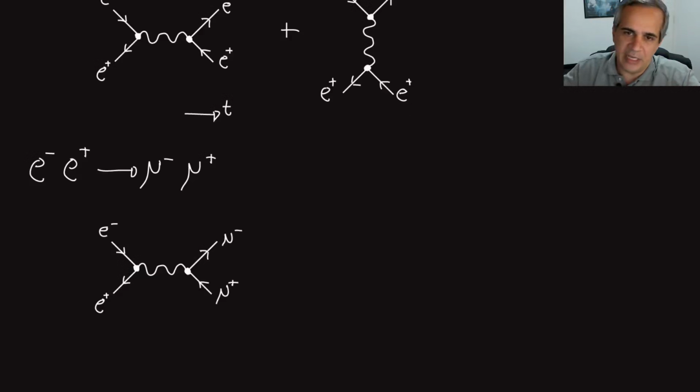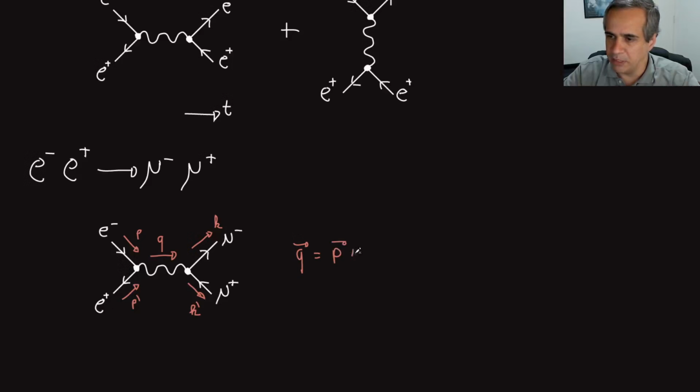Let me already choose my conventions here for all the momenta. I'll call the momentum of the electron P, the momentum of the positron P prime. I'll orient this momentum Q in this direction, and I'll call this one K and this one K prime. With these conventions, Q is P plus P prime, or equivalently K plus K prime, right? Everyone is oriented to the right.